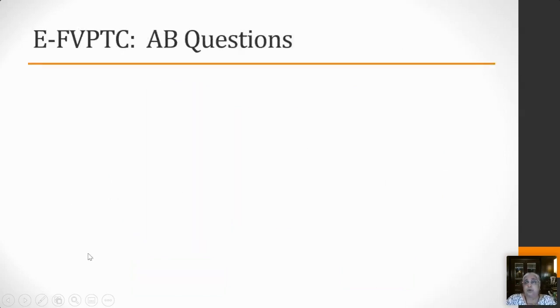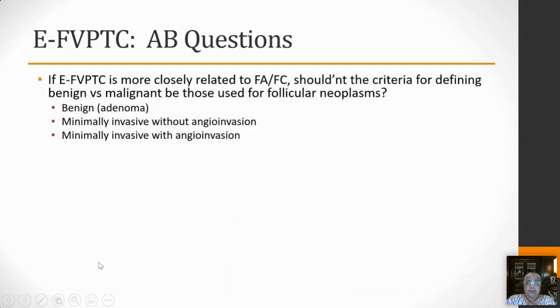So then I had some questions, and my questions were simply this. If EFVPTC, as we were calling them then, is more closely related to follicular neoplasms, shouldn't the criteria for defining benign versus malignant be those used for follicular neoplasms? Maybe we should call them benign, or call these things adenomas if they are not invasive. And if they are invasive, then invasive with angio-invasion or invasive without angio-invasion.